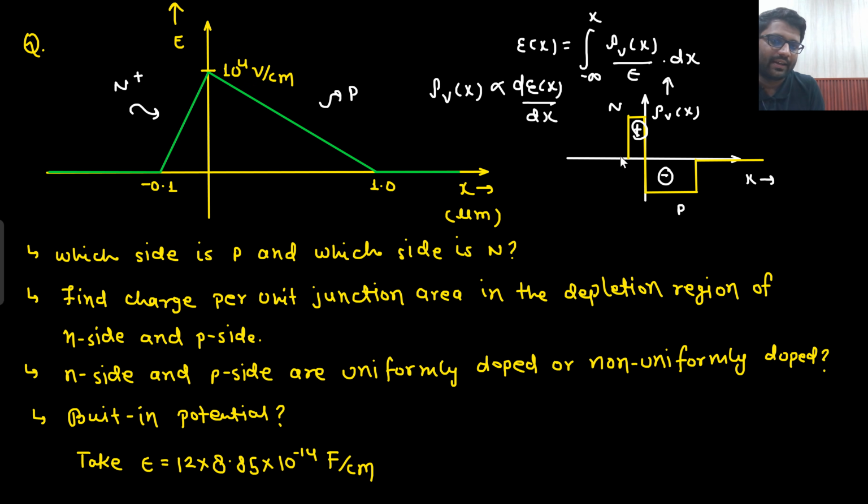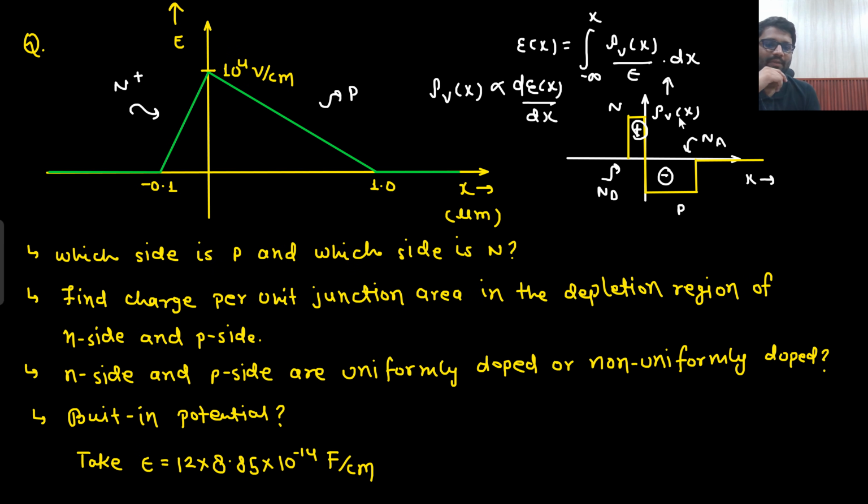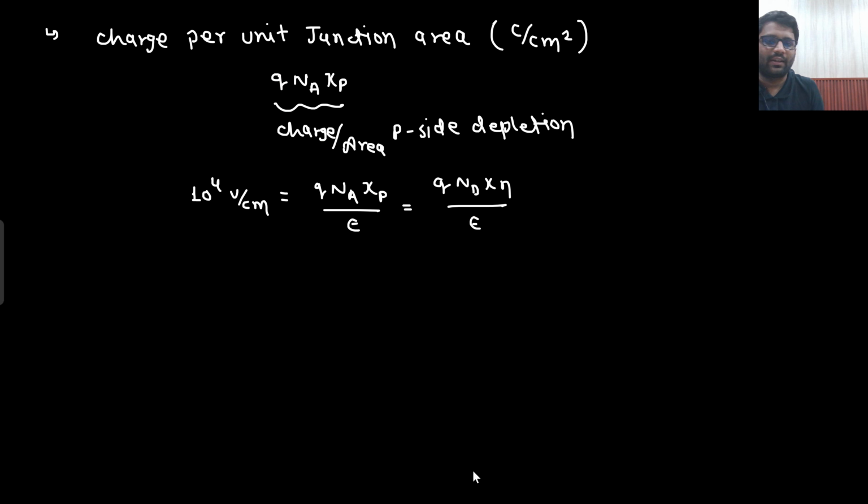Here doping is Nd, right? Here doping is Nd and here doping is Na. So isn't it equal to Q Na xp divided by epsilon or Q Nd xn divided by epsilon? Say yes or no. If you make this plot, you will integrate it. This point would be minus xn, and this point would be xp. Here I will get a total positive charge, here a total negative charge. So Q Nd and Q Na, if I make this plot again here.